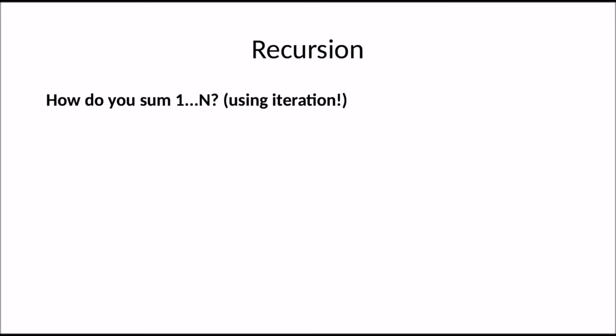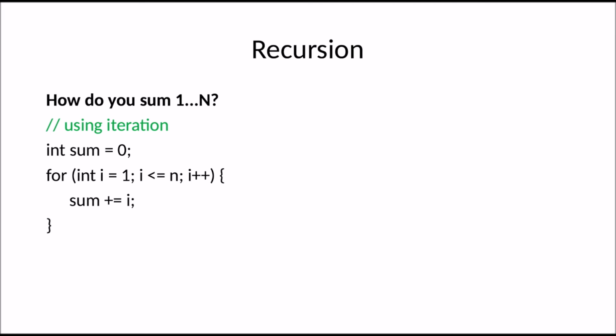So let's go over an example. Let's say we want to sum up the values from 1 to n. In this case, first we start out with iteration. So iteration typically uses loops: for, do, while, for each loop, or iterators. And here I have a variable named sum. Then I have a for loop to generate the numbers from 1 to n using a counter variable i. And I sum up all the values in that variable sum.